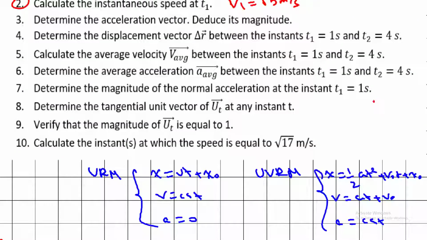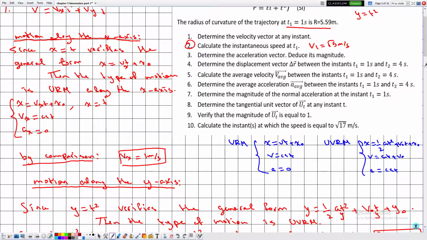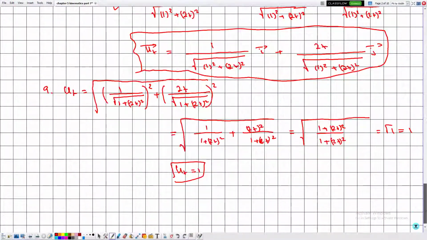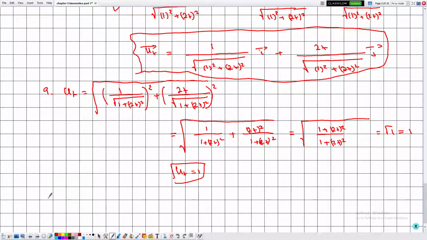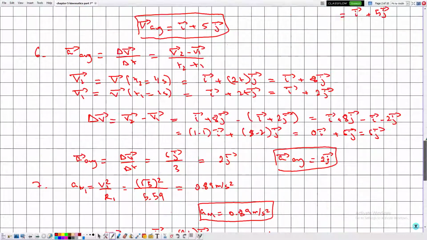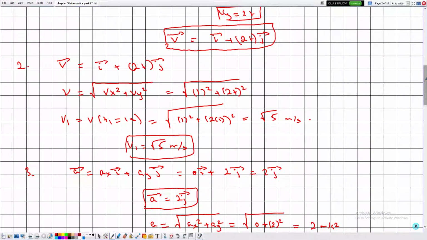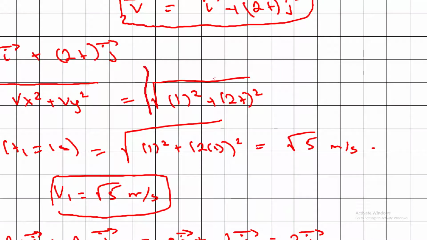And now they are telling me in number 10, calculate the instant at which the speed is equal to square root 17 meter per second. The speed as a function of time, so we need to solve for v equal to square root of 17 meter per second. V as a function of time, you have determined, and it's given by this expression here.